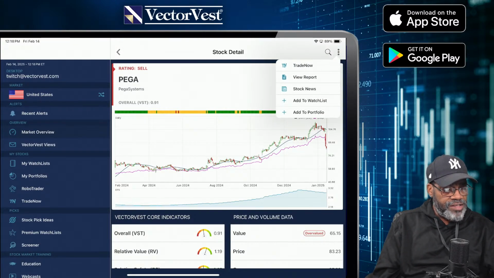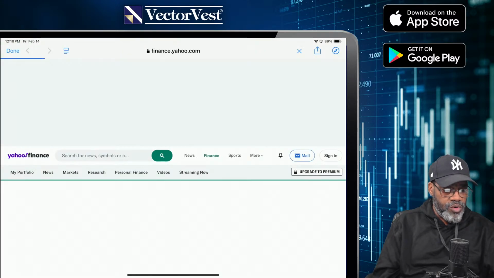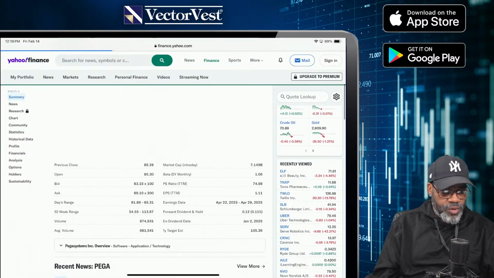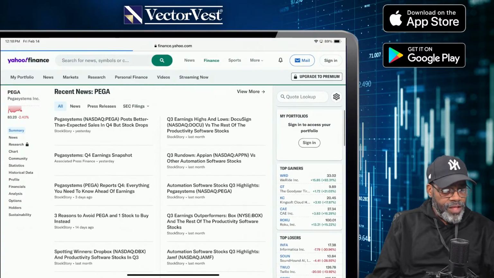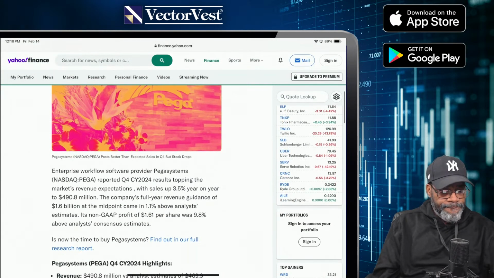Let's click on the 3 dots in the top right-hand corner, view the stock news. You can pull up news right from the mobile app. It's down 2.4% today. Yesterday, Pegasystems posts better than expected sales, but stock drops. Let's go see why.